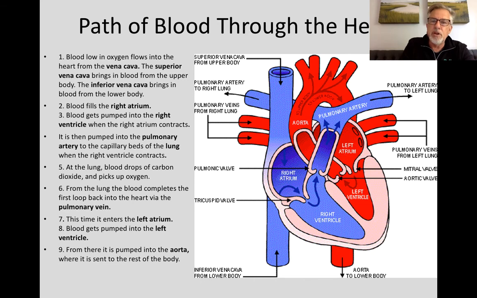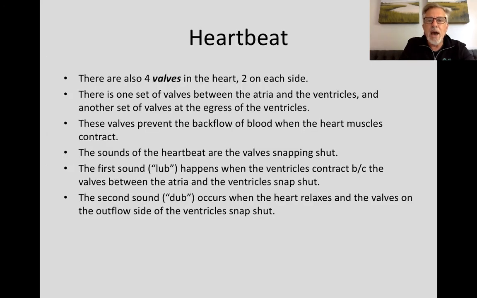The right atrium and left atrium contract, and there is silence. Then the right ventricle and left ventricle contract, and we hear the first sound, the lub, as these valves between the atria and the ventricles snap shut. Then the entire heart relaxes, and the valves to the arteries snap shut. So now you should understand the heartbeat cycle.